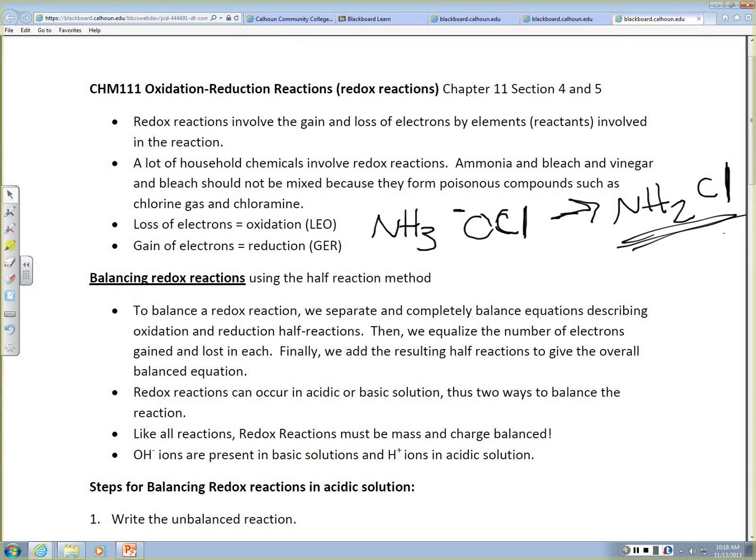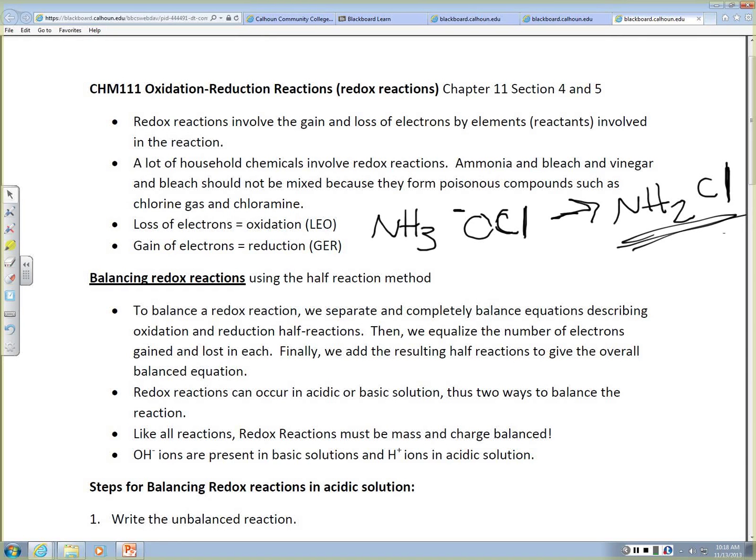If you lose electrons, this is the way I remember. If you have loss of electrons, this is LEO: lost electrons, oxidation. If you gain electrons, it's reduction. You'll see where this comes into play later. Like I said, I'm giving you all the points first, and then we'll start practicing. Gain electrons, I think of LEO and GER, how I remember it. Gain electrons, reduction; lose electrons, oxidation.